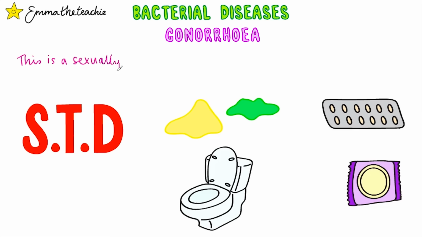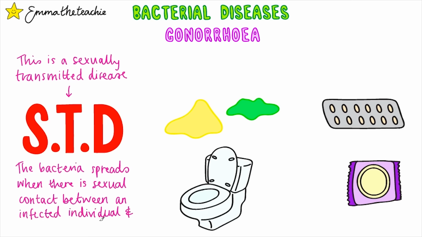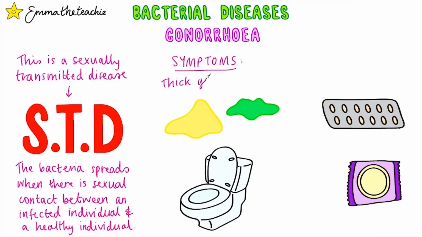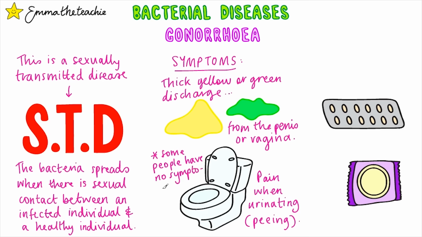Gonorrhea is a sexually transmitted disease, also known as an STD. This means the bacteria spread when there is any sexual contact between people. This includes unprotected vaginal, oral, and anal sex. The symptoms are a thick yellow or green discharge from the vagina or penis, and there's pain upon urinating, which just means peeing. And this isn't on the specification, but around 1 in 10 infected men and almost half of infected women do not experience any symptoms. So a lack of symptoms doesn't necessarily mean that a person is disease-free.